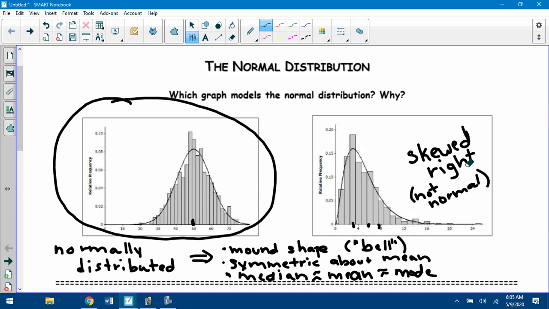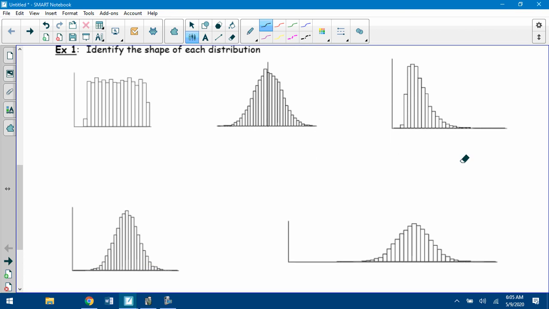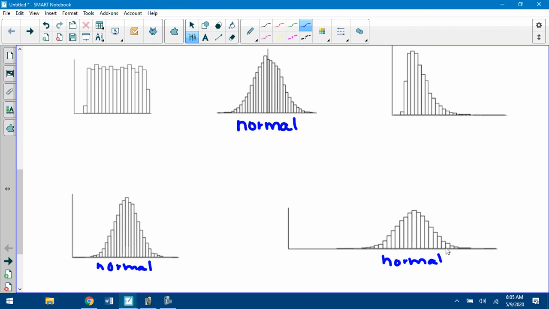Okay, let's look at some others down here. Identify the shape of each distribution. Okay, so is it normal or not normal? Which ones are normal? I would say this is normal. It's pretty much like a bell shape since it's all symmetric. I would say this one's normal. And I would say this one's normal. It has to have all those characteristics that I talked about earlier.